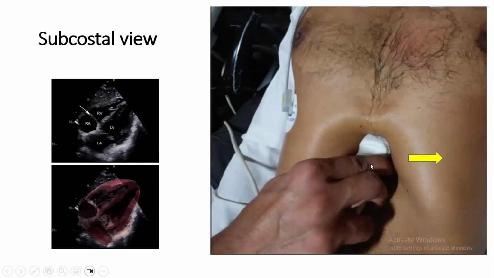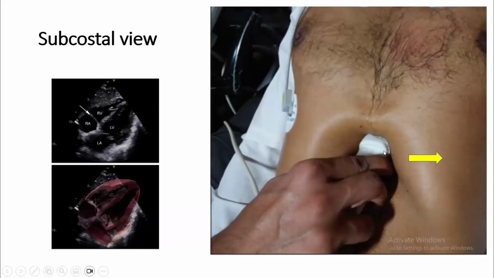So the only way you have access to the heart is the subcostal view, and this is sometimes called the emergency view. You can see the whole heart. The right liver gives you the acoustic window, and you can see the right ventricle and the left ventricle. You can interpret most of the POCUS findings from the subcostal view.